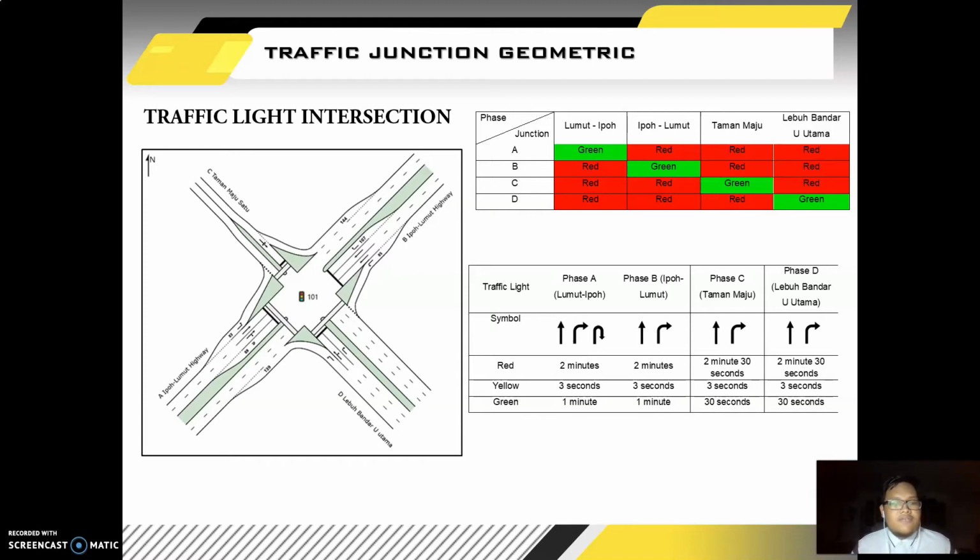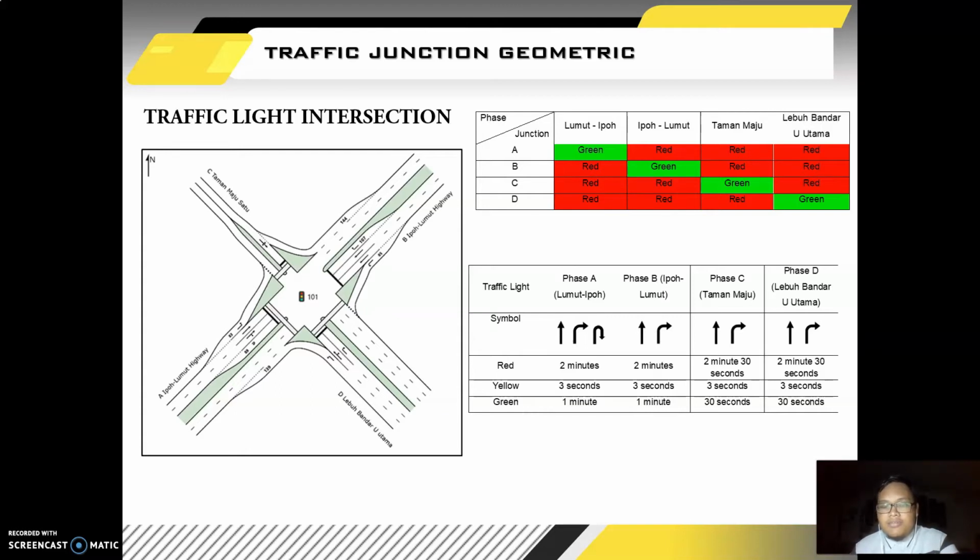Firstly, the junction from the northwest will go to the residential area Taman Maju. Next, the southwest and east will be Ipoh Lumut Highway, and third, the southeast, which is Leboh Bandar Utama. The junctions have different widths: at Ipoh Lumut Highway the lane width is 100 feet, the same with Leboh Bandar Utama, while the lane width for Taman Maju is 50 feet.